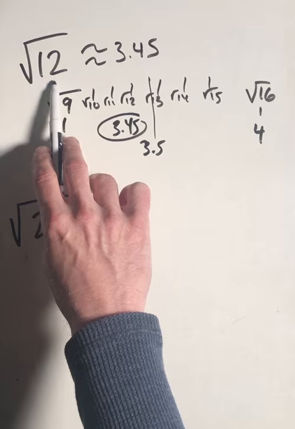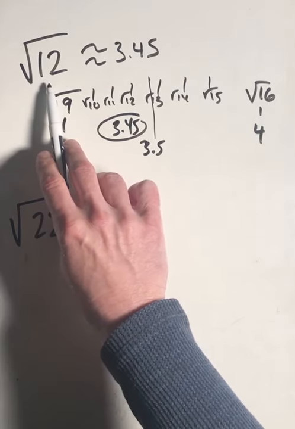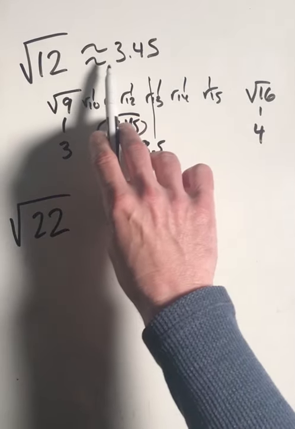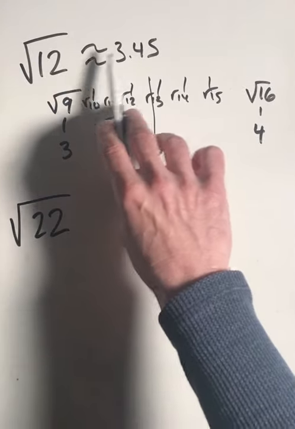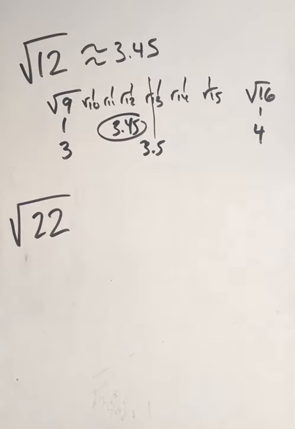This is not an approximation. This is a real number. But it's an irrational number, so its decimal equivalent will go on forever without repeating. So as soon as we truncate it, we have to use a wavy equal sign because we are now approximating the value of this to equal 3.45.